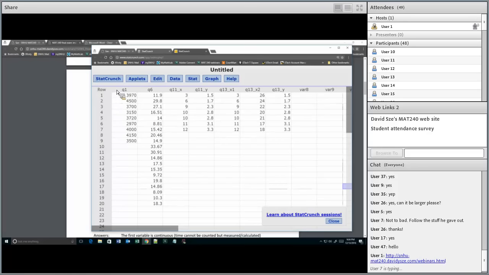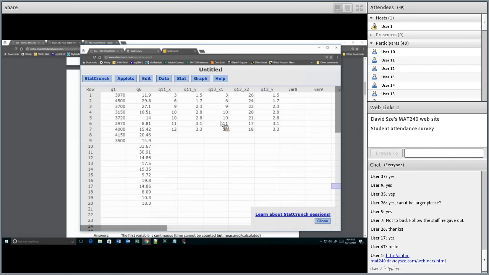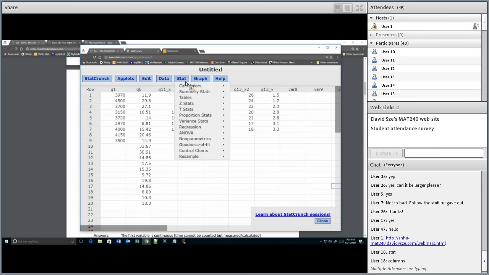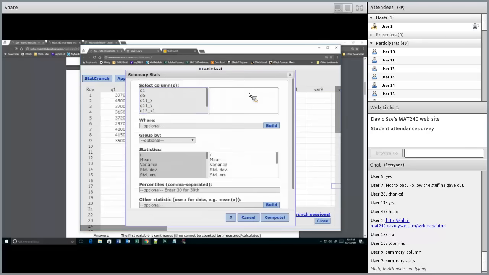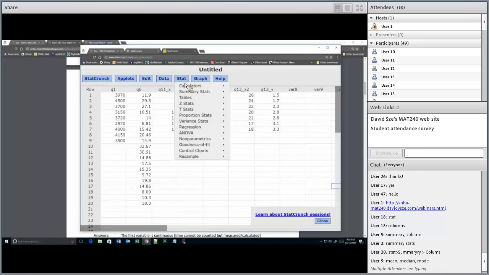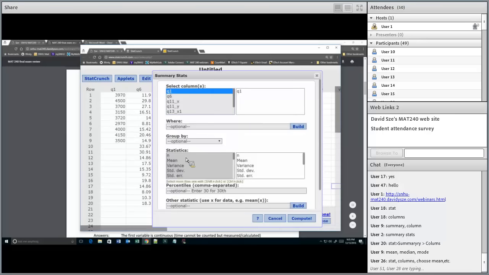What I would like you to do is tell me what do you think, how can we solve this problem? Just real quick, and then I'll show you how to do it. Yeah, so you go to Stat, and you're going to go to Summary Stats and Columns. Yep. Let me just do that again slowly. You're going to go to Stat, Summary Stats, and Columns, because that's where all your summary statistics are given. And I'm going to choose Q1 because that's where my data is located.